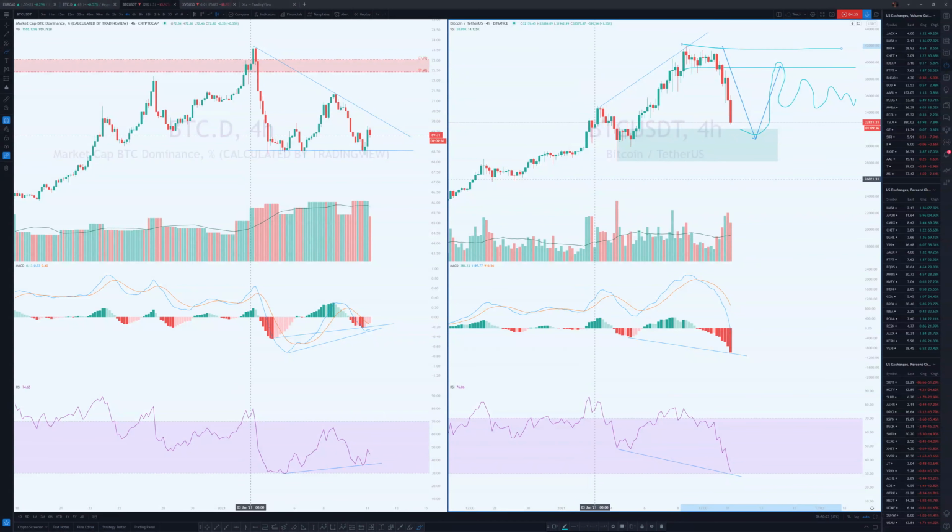So that is it for now on this update on BTC dominance and the price.